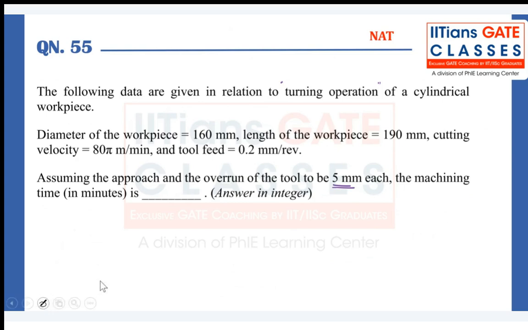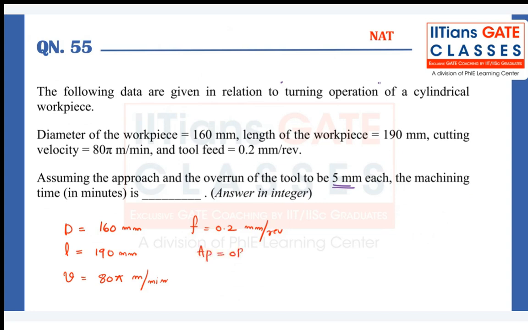First, let's write the given data. Diameter of the workpiece is equal to 160 mm. Length of the workpiece is equal to 190 mm. So many examples we have solved on this question, guys. Cutting velocity is equal to 80 pi meter per minute. Next, feed rate F is 0.2 mm per revolution. Approach equals overrun equals 5 mm.